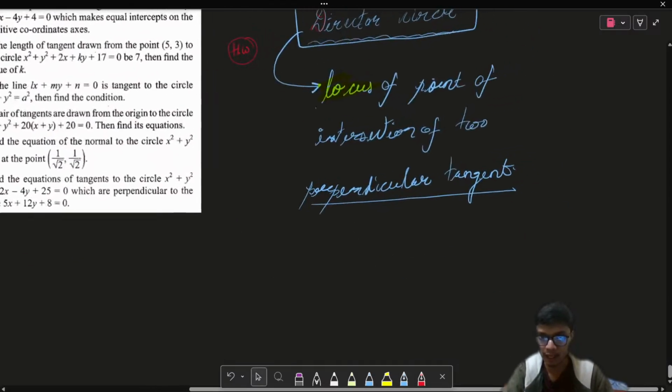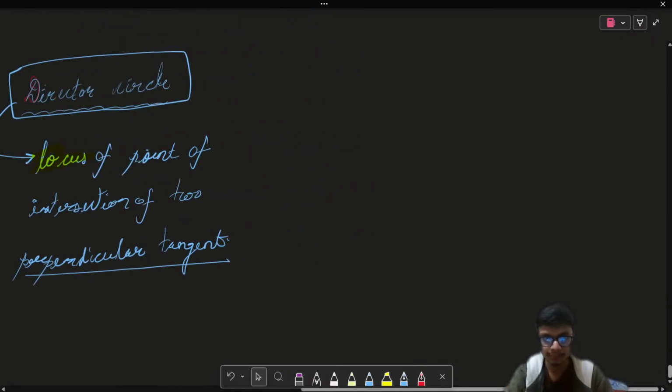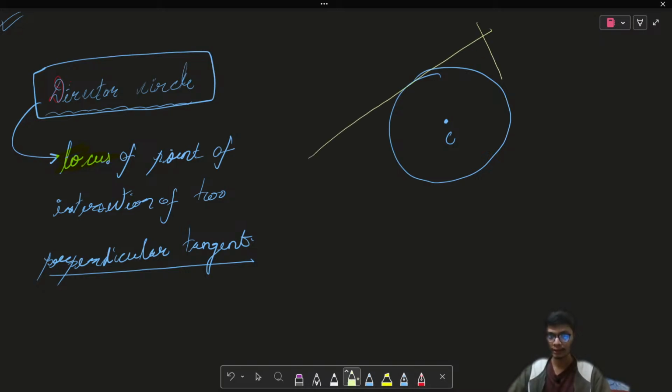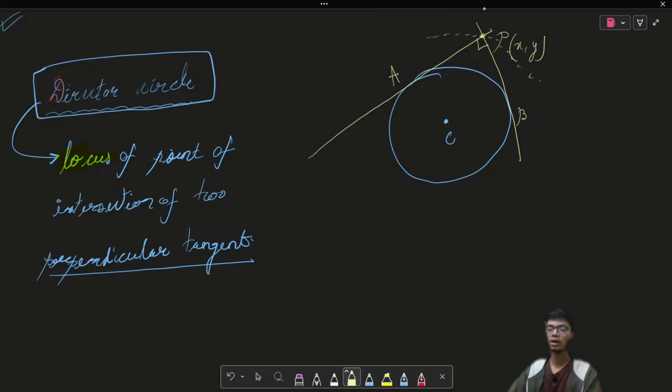Let us try to understand how we plot this for the case of a circle. If we draw a circle like this, with center at C, and draw two perpendicular tangents, something like this and this, these are the perpendicular tangents. Let us say the tangents touch at points A and B, and intersect at point P, which is given as (x, y). The curve that this point P (x, y) traces out is what is called the director circle.